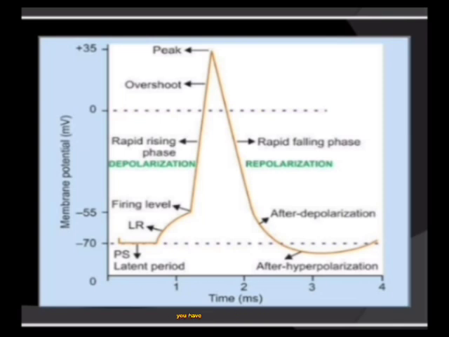There you have depolarization. It continues until it reaches its peak, which is plus 35 millivolts. And when it gets to its peak, the interior of the cell is fully electropositive.